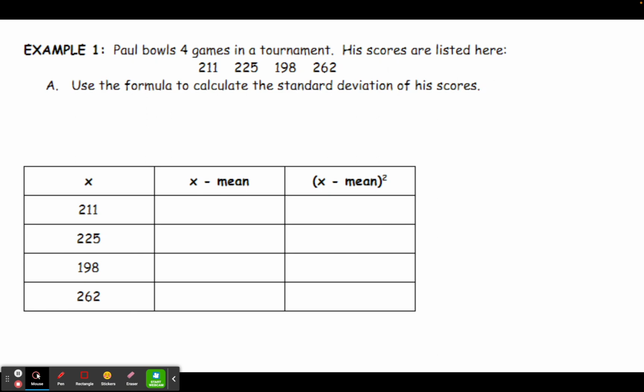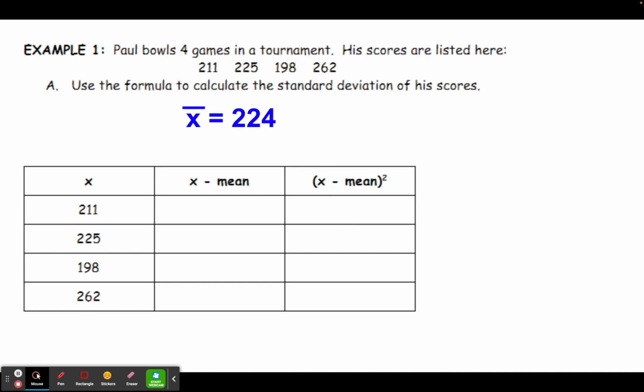We're going to look at a very small data set of 4 values where Paul has bowled in 4 tournaments, and we have his bowling scores listed there. And we want to use the formula to calculate his standard deviation. So the first thing we have to do is calculate his mean bowling score. If I add those 4 scores together and divide by 4, I get a mean of 224 points.